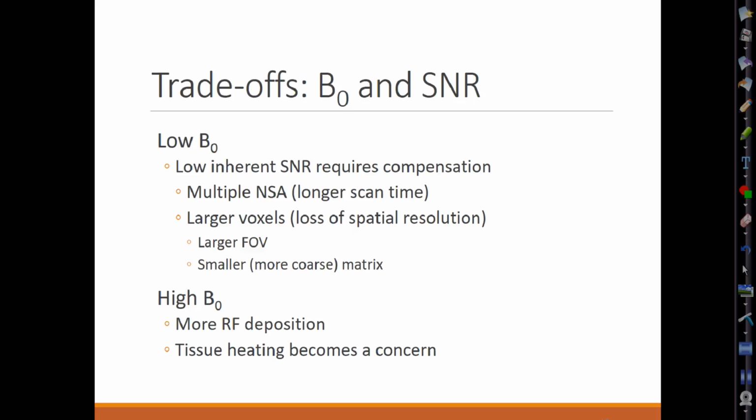And then I talked about what are some drawbacks for these 3 Tesla magnets, and that's really just RF deposition, which increases our SAR and increases the likelihood of any type of burn.